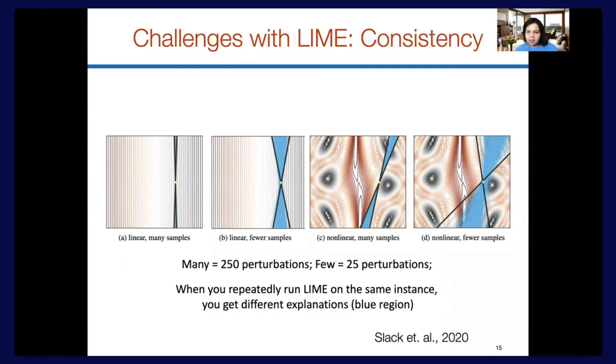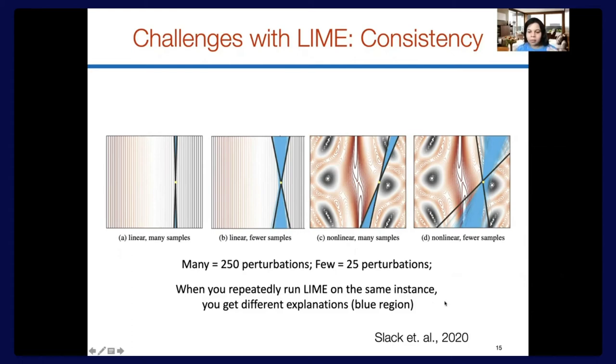Which means it's problematic because you don't know what explanation to finally give to somebody, or what to rely on, right? What we observe is that this band is actually wider when the number of perturbations is fewer. With 25 perturbations, the range of explanations being generated is much larger, whereas with 250, the band already condenses a bit, right? So that's one observation.